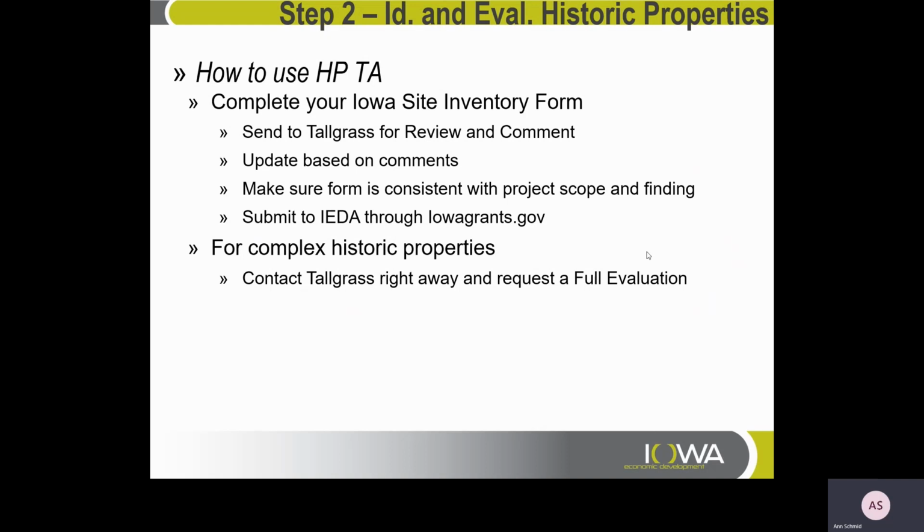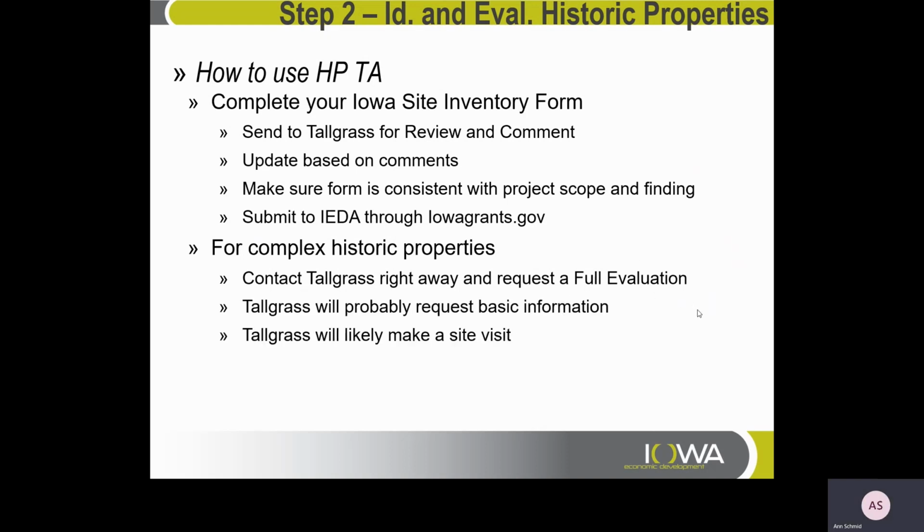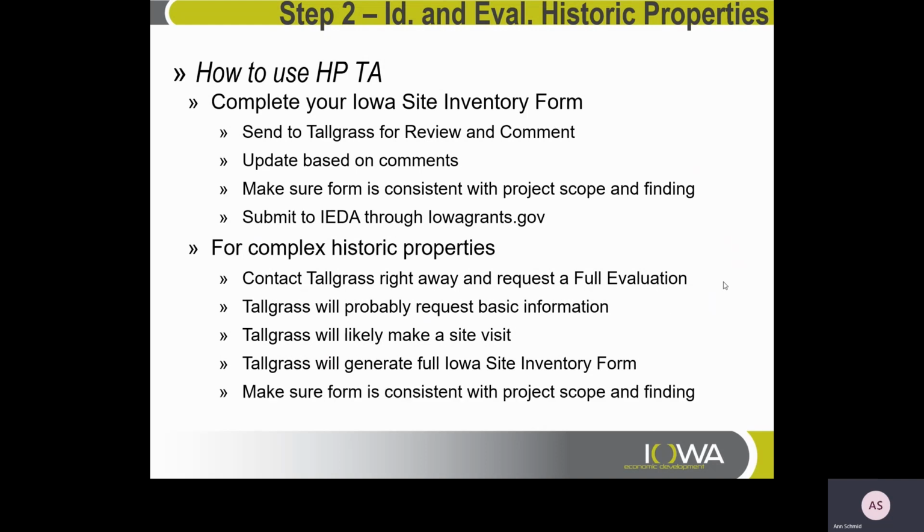If it's a full evaluation, Tallgrass will probably ask for some basic information, potentially make a site visit, and will generate a full inventory form. This is a separate service that comes at a different cost to IEDA, so you must distinguish full evaluation from edit and comment on an inventory form. And again, you'll want to make sure that your scope of work is consistent with your findings and submit through Iowa Grants, which again, we will cover shortly.